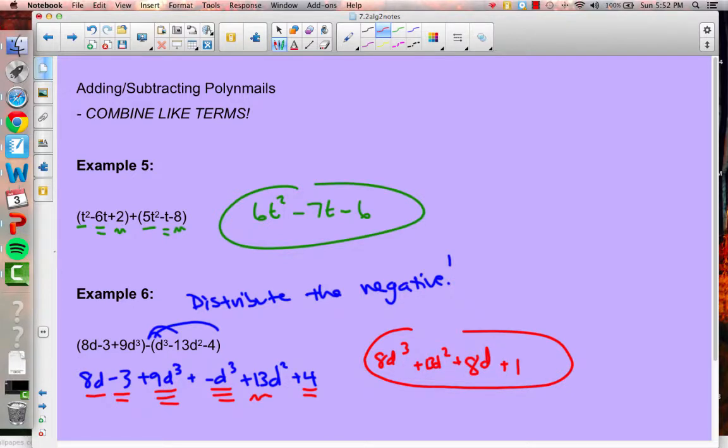And notice I did write everything from highest exponent down to the lowest exponent. That's a really good habit to get into starting this section. All right. If you have any questions about distributing, adding, or subtracting, pause and come ask. Otherwise, we're going to move on to multiplying.